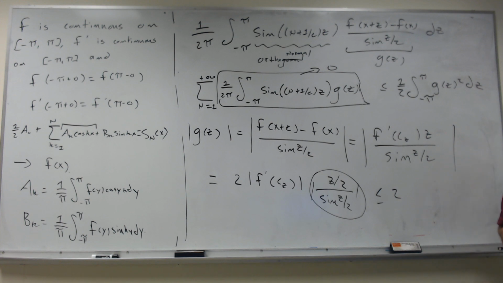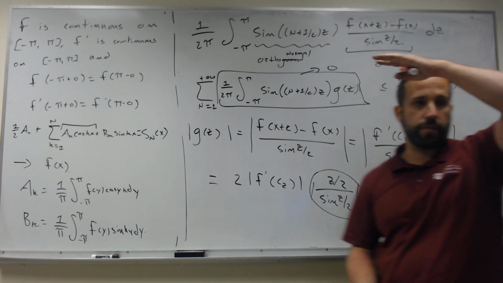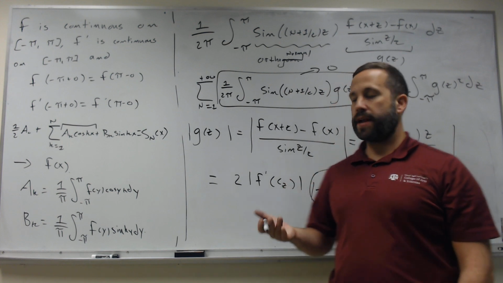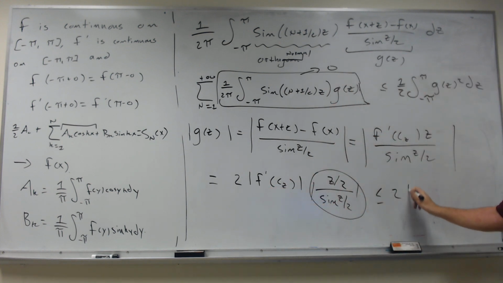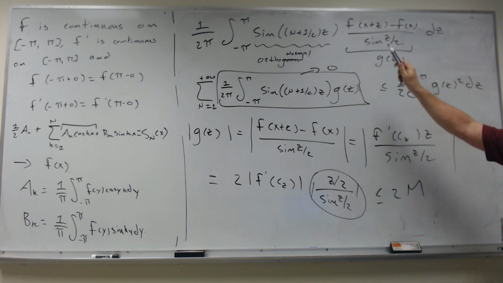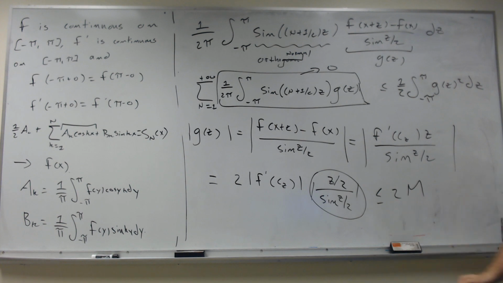Now, we're assuming that f prime is continuous. I'm looking at minus pi to pi, which is a closed, bounded interval, so f prime is going to be bounded both above and below on the interval minus pi to pi. In other words, the absolute value of f prime is less than or equal to some constant we'll call m, and the other factor is less than or equal to 1. So overall, my function g of z is less than or equal to 2 times m.